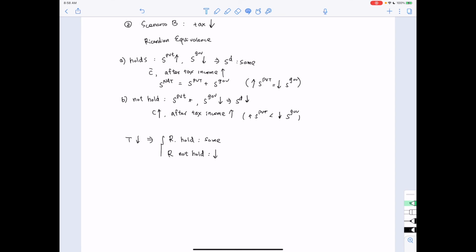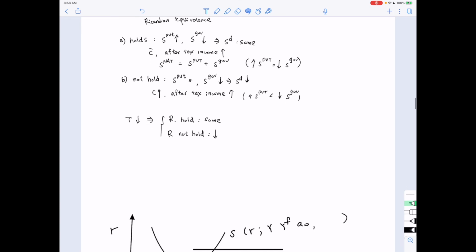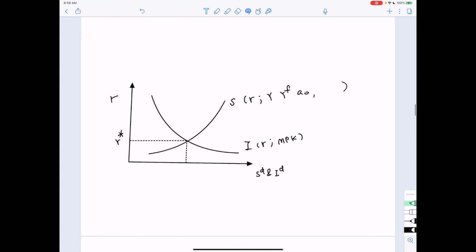So in sum, when there is a tax decrease, if the Ricardian equivalence holds, then the desired saving should remain the same. But if the Ricardian equivalence doesn't hold, then it implies that the saving should decrease. To sum up our discussion here, let's look at the saving investment diagram again.